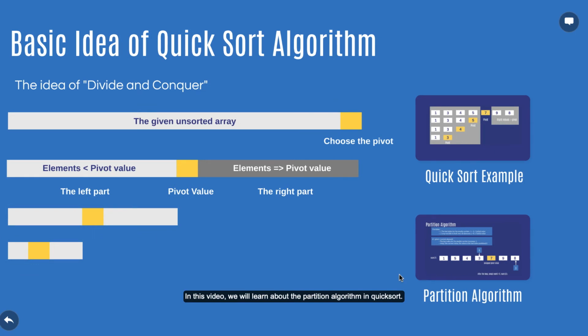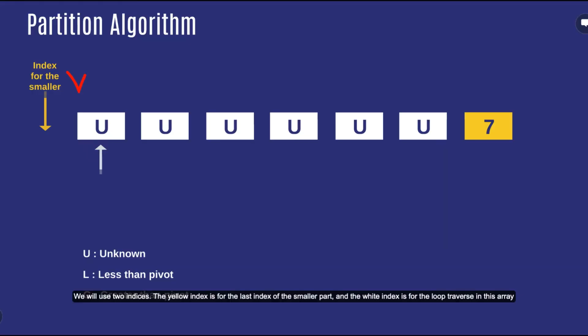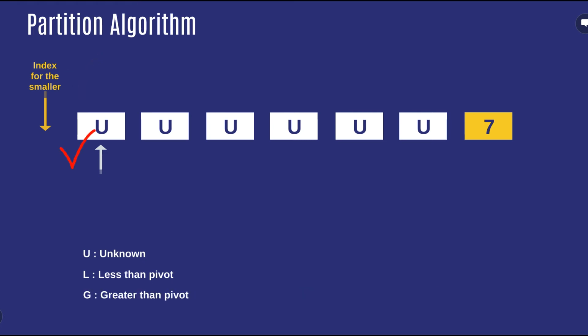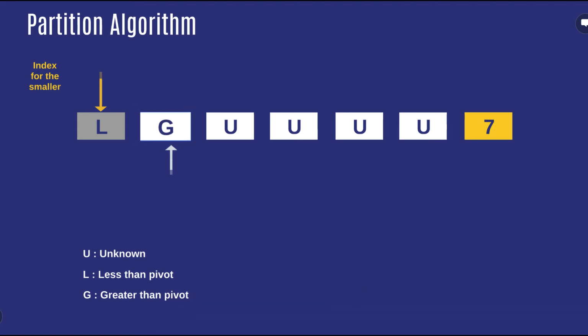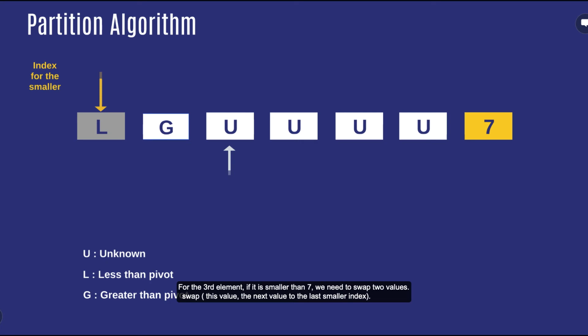In this video, we will learn about the partition algorithm in quicksort. We will use two indices. The yellow index is for the last index of the smaller part, and the white index is for traversing the array. We start comparing with the pivot value 7 from the first element. In this example, the first element is less than the pivot, thus we move the smaller index to the first position. After the comparison to the second element, if it is greater than 7, we skip this element. For the third element, if it is smaller than 7, we need to swap two values.